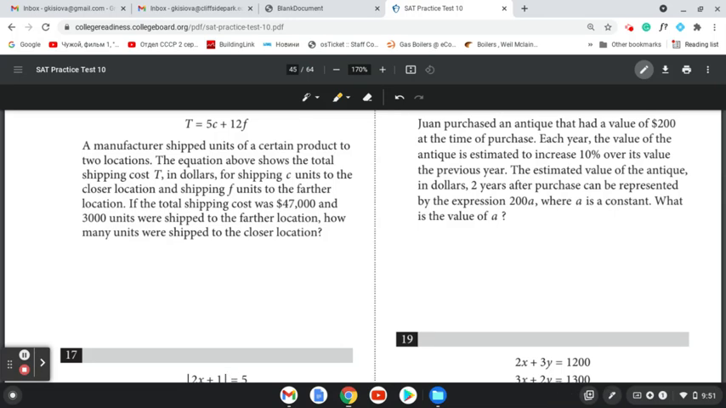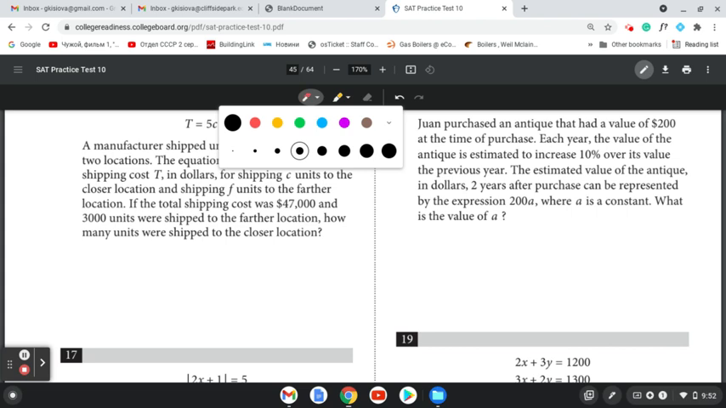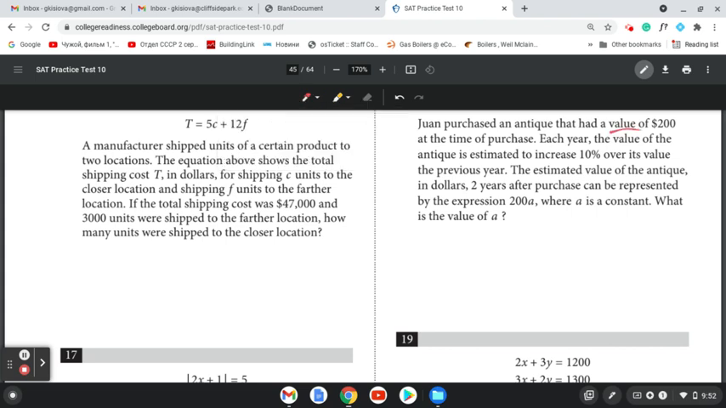SAT test 10, question number 18 on the non-calculator section. Juan purchased an antique that had a value of $200 at the time of purchase. So in the beginning, the object Juan purchased had a value of $200. Each year, the value of the antique is estimated to increase 10% over its value of the previous year. So this is very important here.